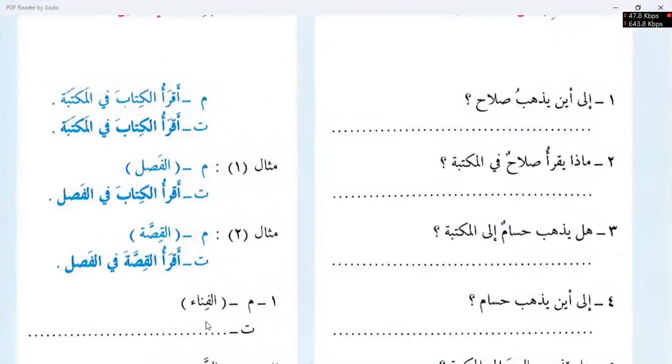We have learned the maful bihi in the grammar. Can any student tell me what is maful bihi? Anyone? Is it the object of the sentence? Yes, maful bihi is the object of the sentence. And what is the i'rab of maful bihi? Can anyone answer? Mansub. Yes, maful bihi is always mansub. So same thing here. In this sentence, you will see maful bihi kitaba, qissata, and all other maful bihi will be mansub.